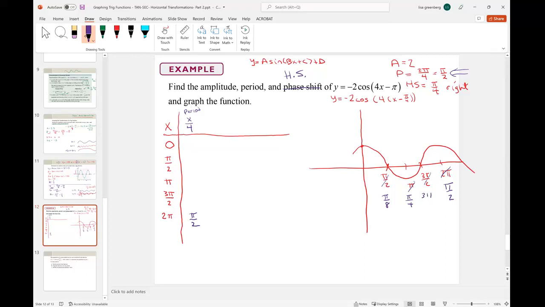Let's see. My computer's acting stupid. There we go. 3 pi over 8. Yeah, that's right. Okay, so I'm dividing all my values by 4 here. Does that make sense? Okay. So period first, 3 pi over 8. Okay, good. And then I do my shift.